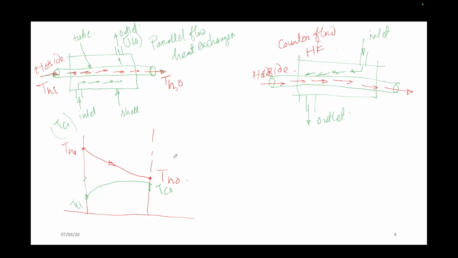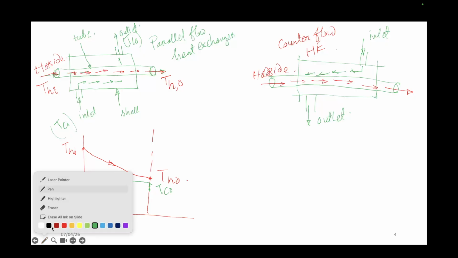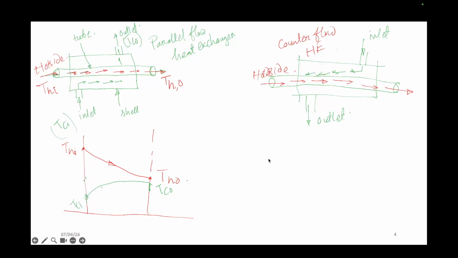So can you draw this for the counterflow? Please draw. I am giving you 1 minute. After this, I'll ask questions.